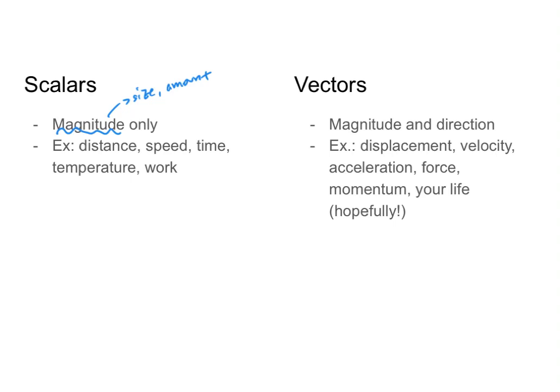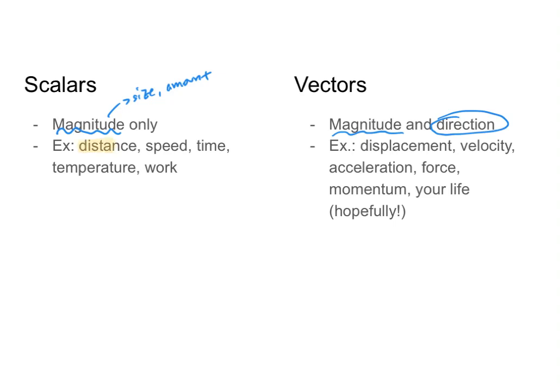Vectors, on the other hand, have both magnitude and direction. So for a vector, we care about which way our thing is traveling, which way something is going. Some examples of scalars in physics are distance, speed, time, temperature, and work, while some examples of vectors are displacement, velocity, acceleration, force, momentum, and hopefully your life, which of course should have some sort of direction.